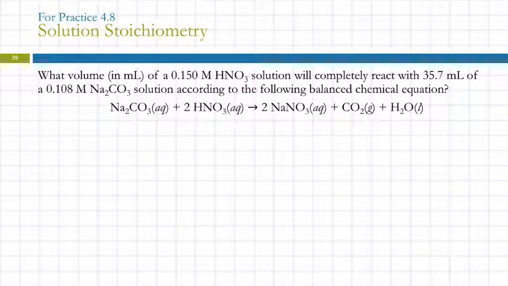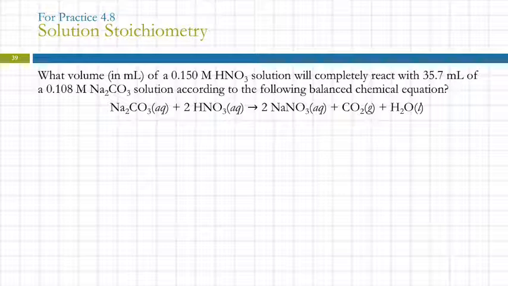So let's do an example. What volume in milliliters of a 0.150 molar nitric acid solution will completely react with 35.7 milliliters of a 0.108 molar sodium carbonate solution according to the following balanced equation? So I'm going to take the numbers and write them under the chemical equation because it helps me to organize the numbers.